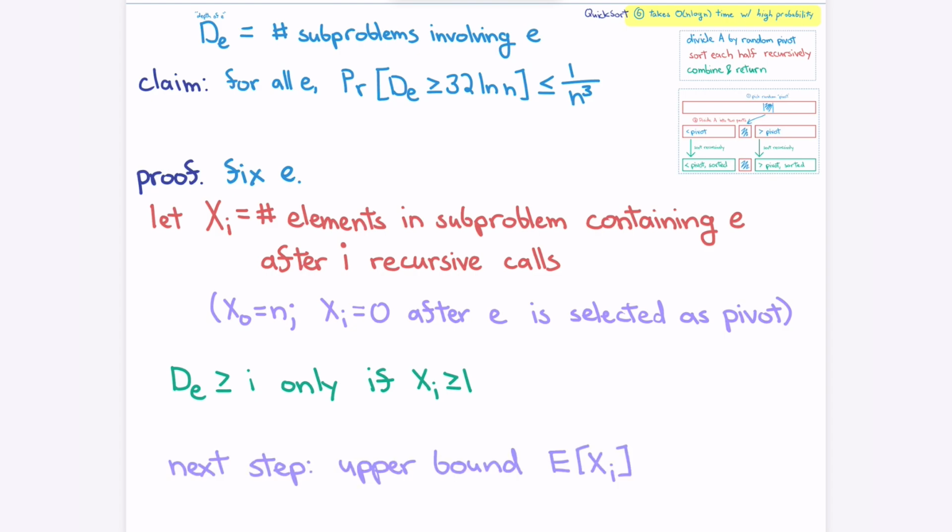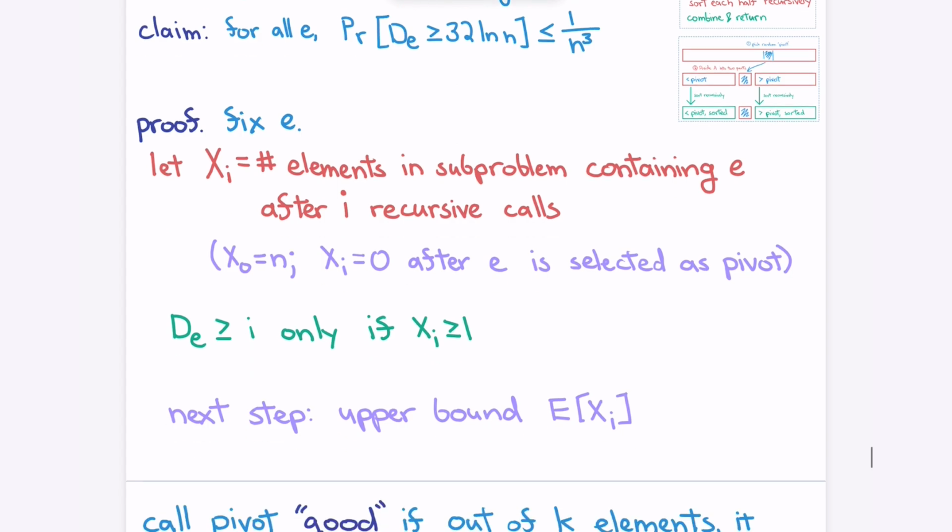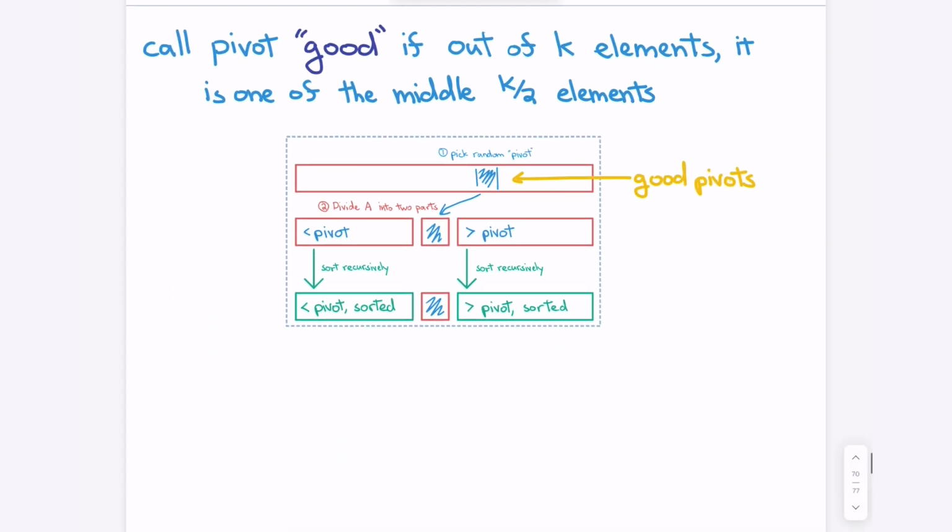Okay, so we're going to first try to upper bound the expected value of x_i. And here's how we're going to do it. Of all the possible pivots, half of them are good in the sense that they belong to the middle half and would get rid of at least 1/4 of the elements. So if I pick something in the middle 50%, there's 25% on each side, so I'll throw away at least 25% of the elements.